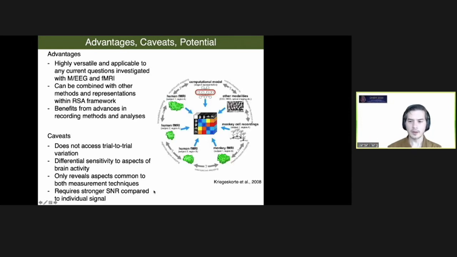Now, by way of looking forward to the potential, I'll show an older figure from Nikolaus Kriegeskorte. And it just shows that the RSA framework is vastly versatile and adaptable. So within the human neuroimaging domain here, this is really where the MEG fMRI fusion lies. You can combine it with clinical populations, or over development, or across task manipulations, or correlating brain signals to computational models, which of course is a hot topic these days.